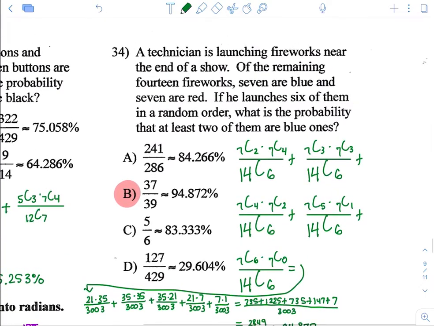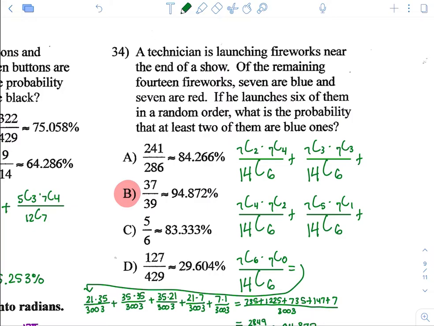Okay, this one. Technicians launching fireworks near the end of a show. Of the remaining 14 fireworks, so I already know there's 14 fireworks, which is why in the denominator, all of these are 14, because that's the total amount of fireworks. 7 are blue, and 7 are red. So that's why I put 7 there and 7 there, because that represents the total fireworks for each color. He launches 6 of them. So out of the 14 fireworks total, he launches 6 of them. So that's why these are all 6, because that's the total amount that he launches. So, the total amount of fireworks and the total amount of fireworks he launches.